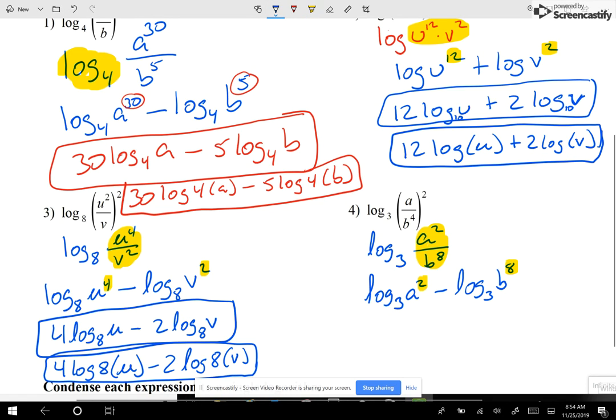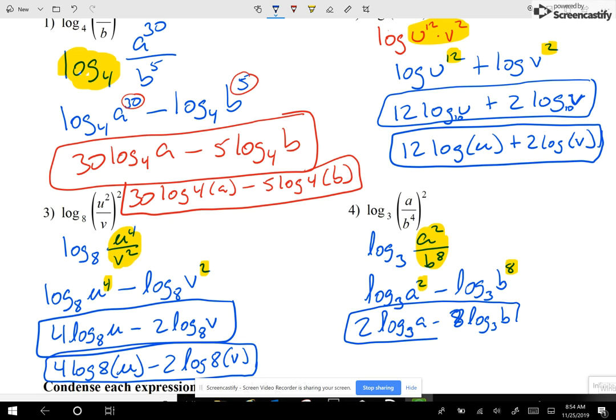So now my exponents, let me bring them to the front. If I'm just going to write this, I would just say 2 logarithm base 3 of a minus 8 logarithm base 3 of b. Notice how I bring my exponent to the front. Now, if I'm going to type this, I'm going to go 2 logarithm base 3 of a minus 8 logarithm base 3 of b.